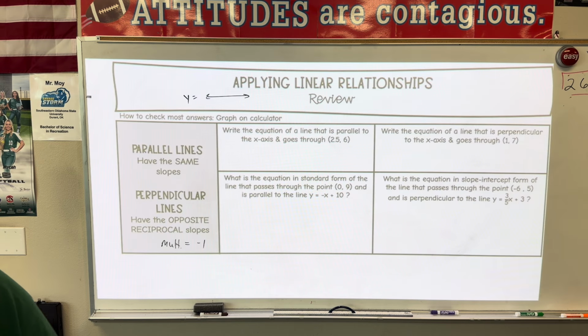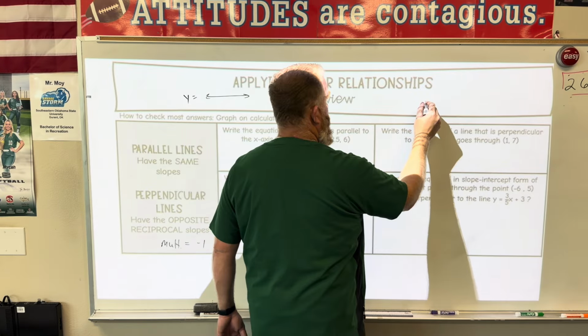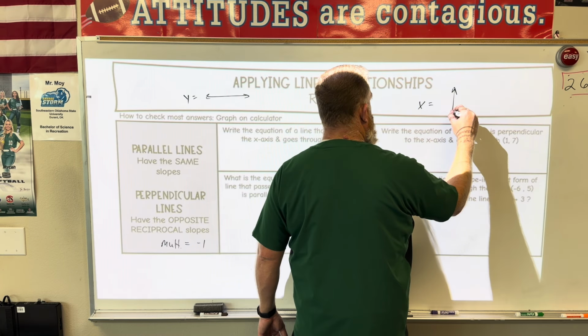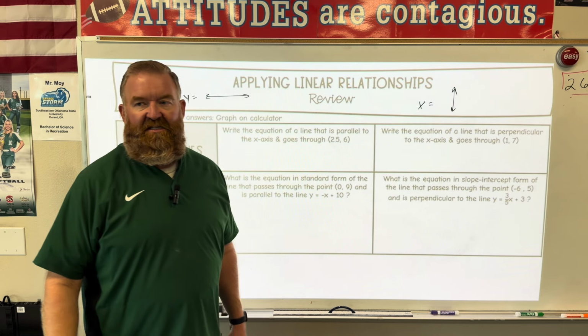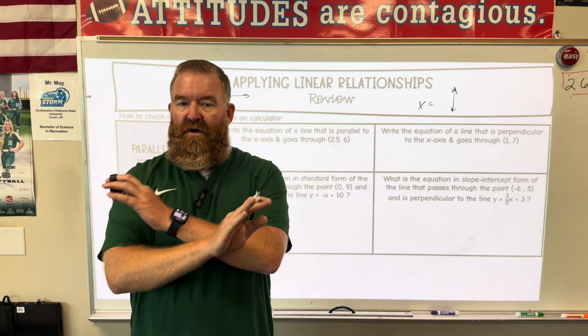X equals is undefined. It's always opposite. Remember I told you guys that it's opposite. The x-axis is this, but the x equals line is this. So x equals is going to be up and down. The way I remember this is x equals, x bad. I don't want this undefined.